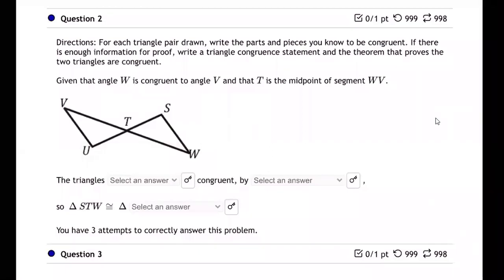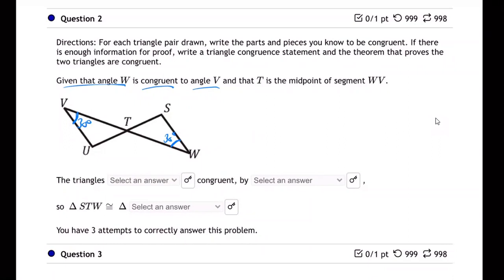Okay, so number two, notice what they're saying. Angle W is congruent to angle V. So let's put that like angle W right here and angle V. They're the same. I don't know what it is. Maybe this is 30 degrees and this is 30. I'm just making it up. But they're telling me they're congruent.